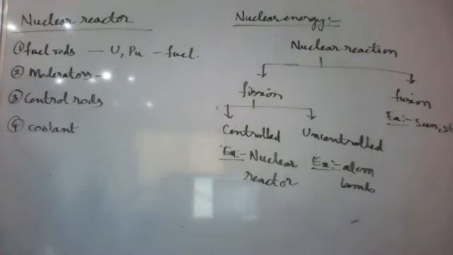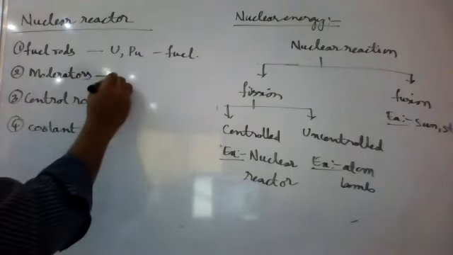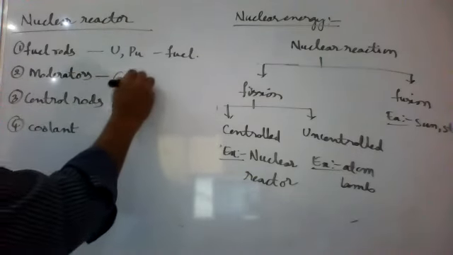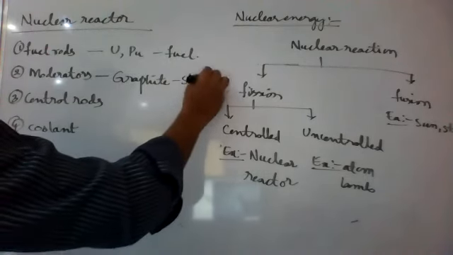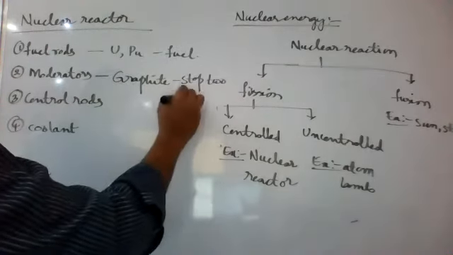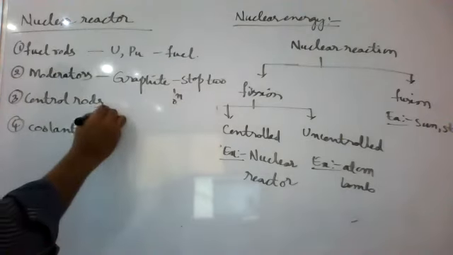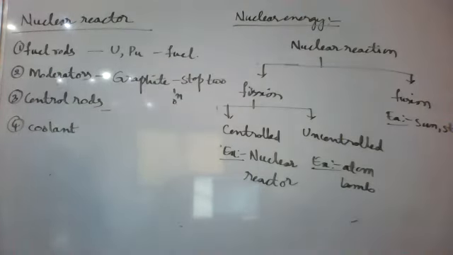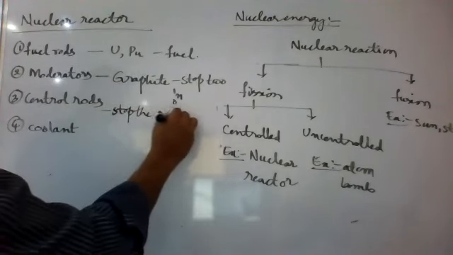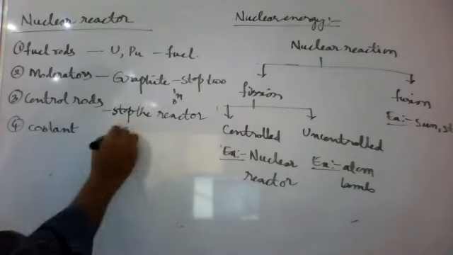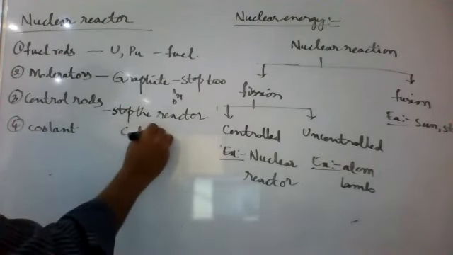Moderators: every time we are getting 3 neutrons, we don't want all 3. We only want one neutron to go and react with uranium. So moderators, generally graphite rods, are used to stop 2 neutrons. Control rods are used to stop the nuclear reaction when we want to stop it. Cadmium rods are the best example.